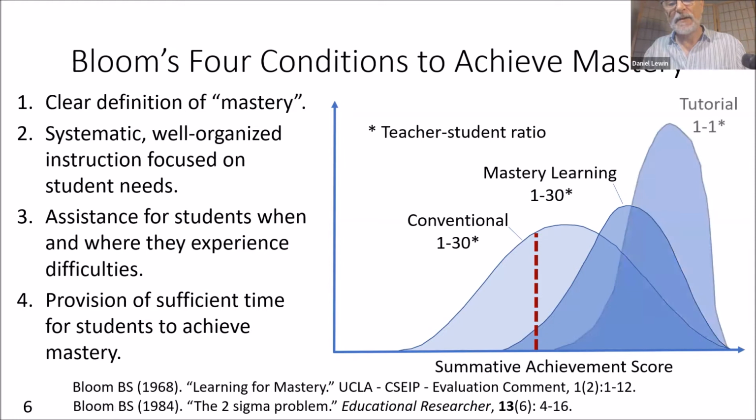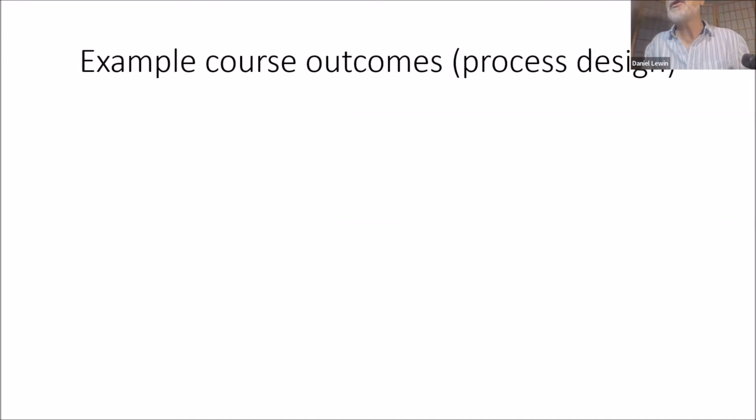Now, let's talk about outcomes first, because the number one thing we need to do when we put a course together is define what it is we expect students to be able to do when they're done with our course. So, for example, in a course in process design, right, Christina?